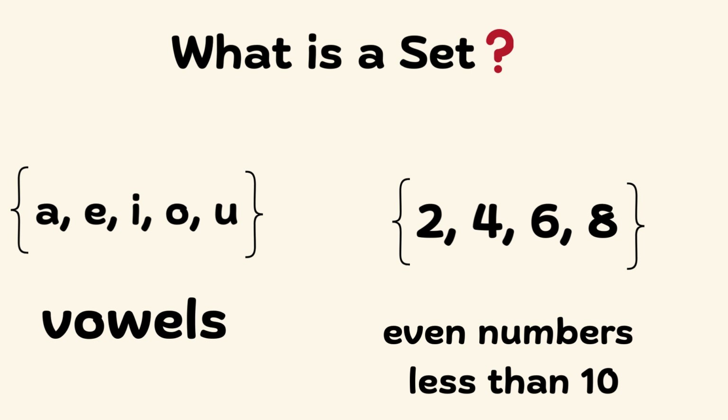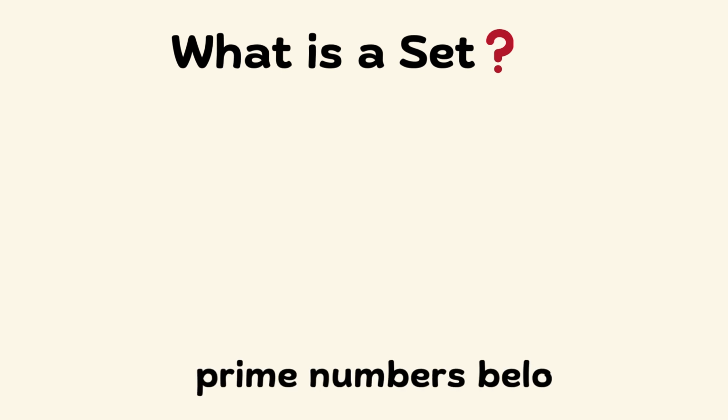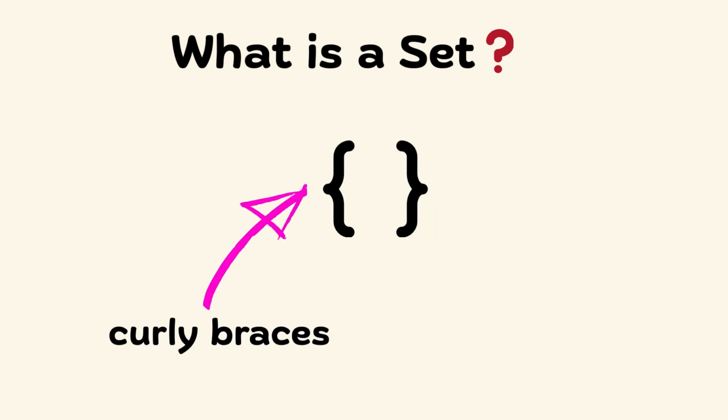So anytime you say a set of vowels, one would always know what you're talking about. And anytime you say a set of even numbers less than 10, anyone listening to you can be able to tell you all the numbers involved. You can also say a set of prime numbers below 10. So this would include 2, 3, 5, and 7. Sets are usually represented using curly braces.